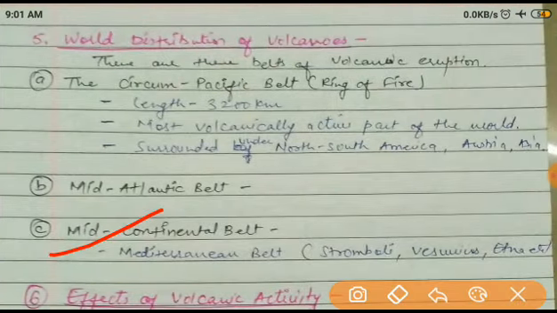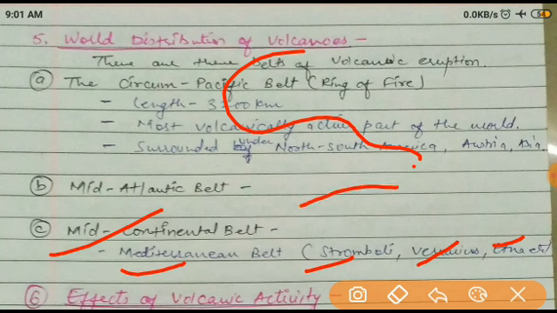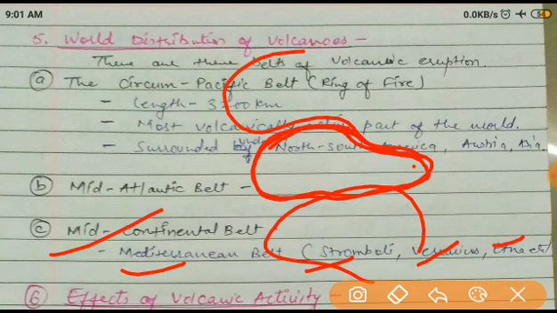The third one is the mid-continent belt. Mid-continent belt, basically, is the Mediterranean belt. Stromboli, Vesuvius, Etna are the examples. You know that this is Europe and here it is Africa, and in between them there is the Mediterranean Sea. If you see the map, you can see there are so many volcanoes in this Mediterranean Sea.